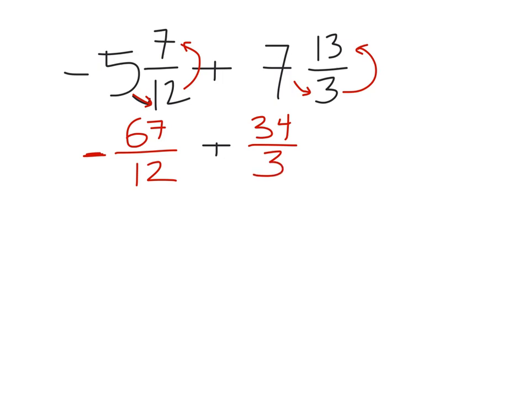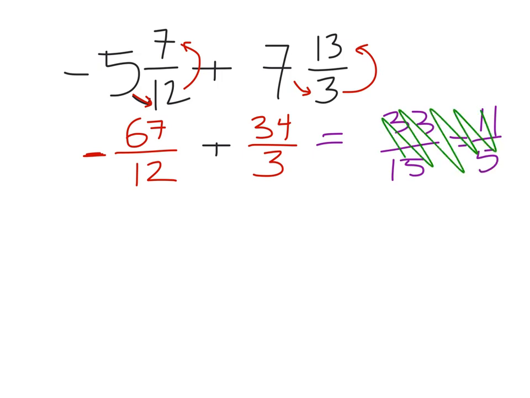So now what are some other problems that we run into? Well, some people would say, well, negative 67 plus 34. That'd give you 33 over 12 plus 3, bam, 15. Then you simplify this, you get 11 fifths. Yes, this is all very, very bad.